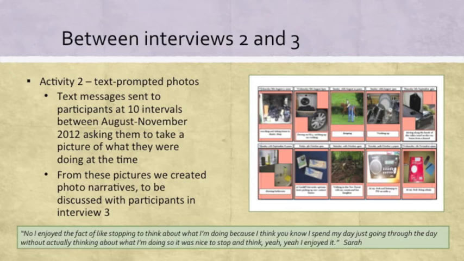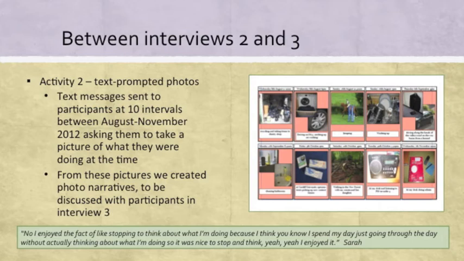They then sent the pictures back to us, and we created photo timelines of the 10 occasions when we asked them to take pictures. And a lot of people sent us captions to explain the pictures as well. So that's an example of one of the timelines that we created. We then took the timeline back to discuss in the third interview.